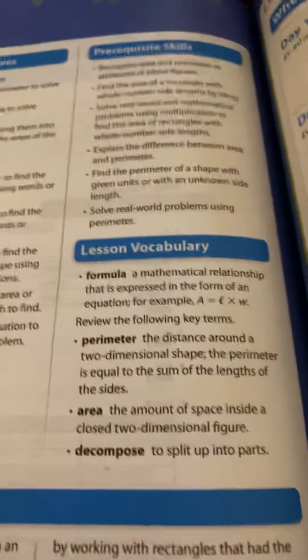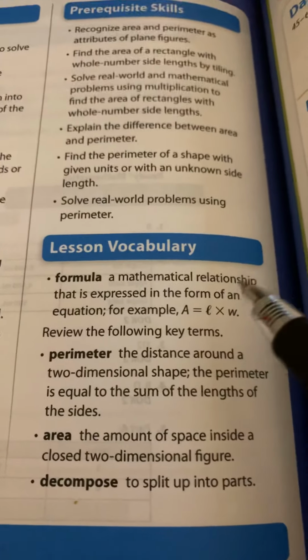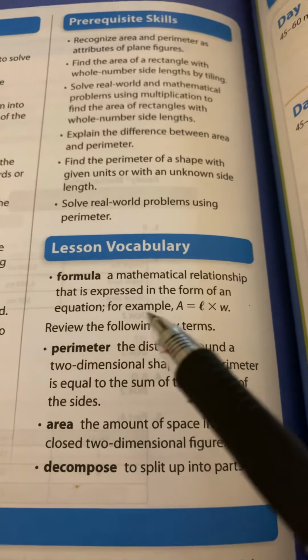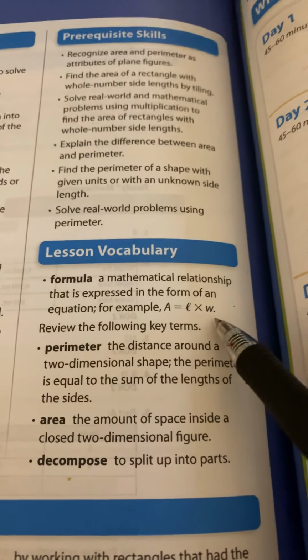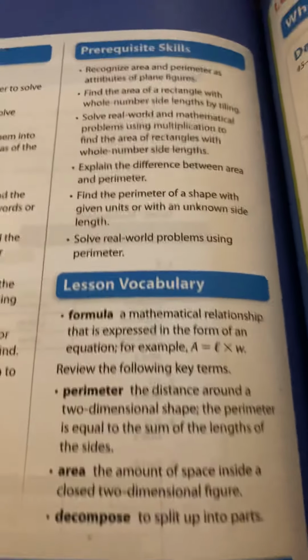Good morning, students. Today we'll be starting lesson 26, perimeter and area. The lesson vocabulary for today that we have to focus on is formula, which is a mathematical relationship that is expressed in the form of an equation. For example, A equals L times W, which means area equals length times width.